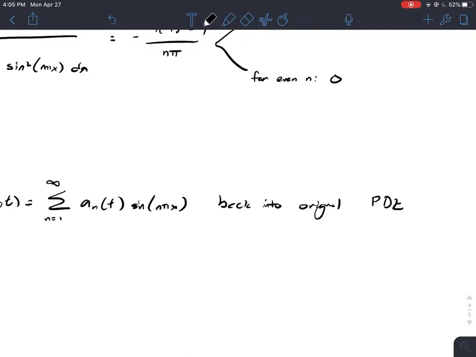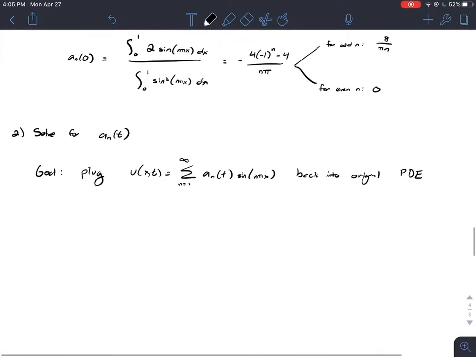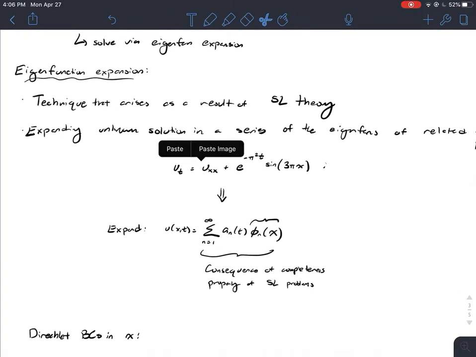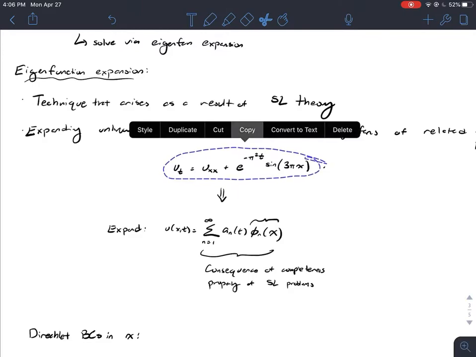The reason for this is that if our function definition is actually a solution to the PDE, then we would plug it back into the original PDE and solve for a sub n of t. Then that a sub n of t must be the sort of correction factor needed to solve the problem, essentially. Hopefully my terminology is making sense. So I'm going to quickly copy and paste the eigenfunction and the PDE down here, so that we can reference it while we're solving.